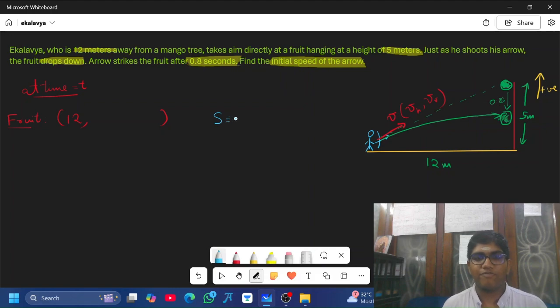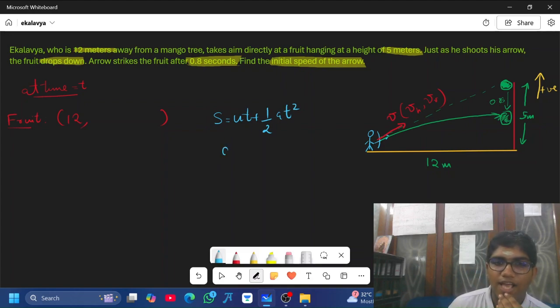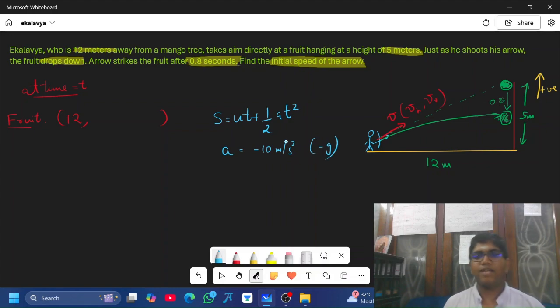Galileo's second equation of motion: S is equal to ut plus half at square. This is a relation connecting displacement, initial velocity, time and acceleration. Here acceleration is equal to minus 10 meter per second square. We are considering g to be 10 meter per second square, hence minus 10 meter per second square.